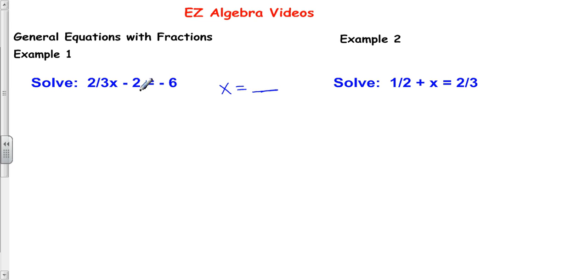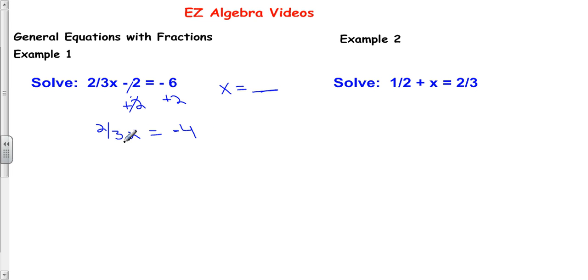The first thing we have to do is isolate the x, or the variable. So 2 has been subtracted, so we're going to add 2. Whatever we do to one side, we have to do the same thing to the other side. This leaves us with 2/3 x, because the 2's cancel, and equals negative 6 plus 2, which is a negative 4. Okay, now we're down to the fraction.